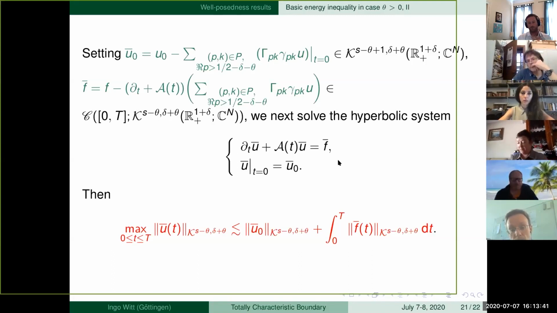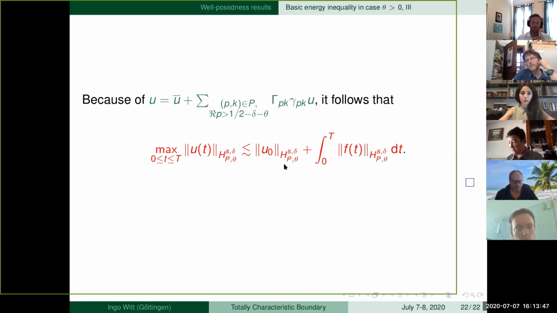So we just solve that. That's the same estimate, and finally we observe that our true solution is just the sum of these two, and putting all these estimates together, we get what we wanted. So basically my time is up. With that remark, I'd like to stop, and I'm prepared to answer questions.